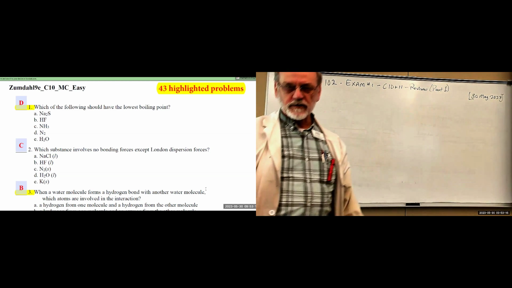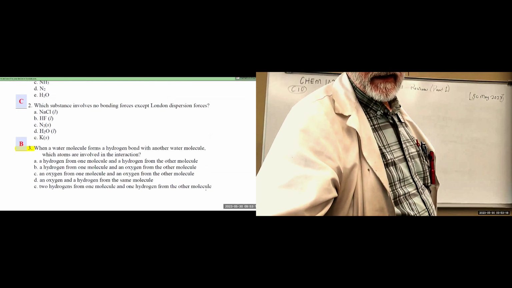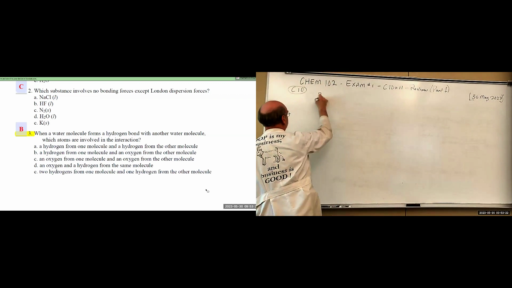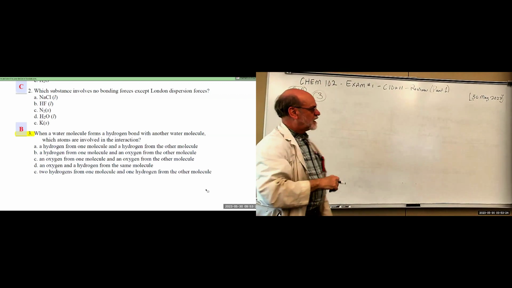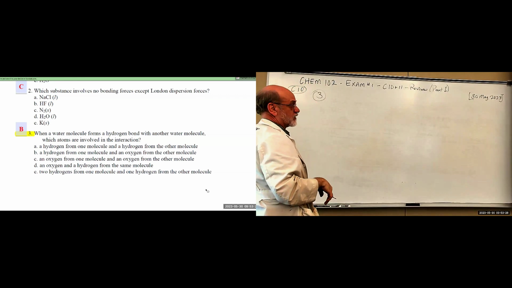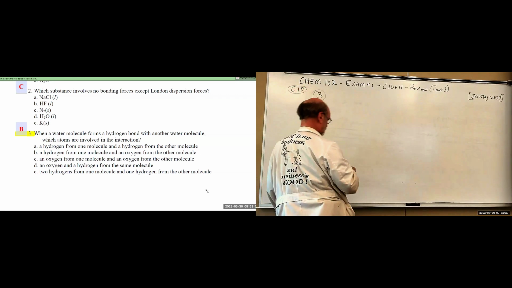And let's see, scroll for number 3. Here we go. When a water molecule forms a hydrogen bond with another water molecule, which atoms are involved in the interaction?